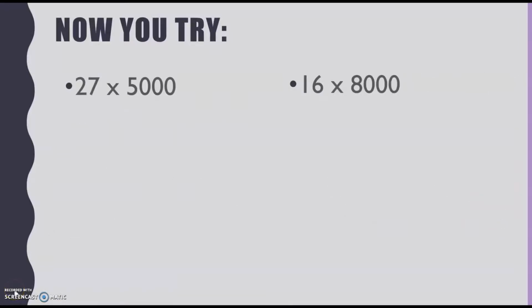Right, hopefully you guys have spotted the pattern with our sums here, and you can have a go at multiplying by multiples of 1,000. So this time we're timing them by 5,000 and times them by 8,000.